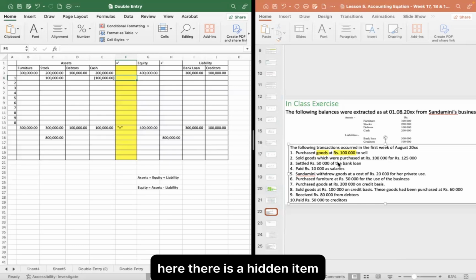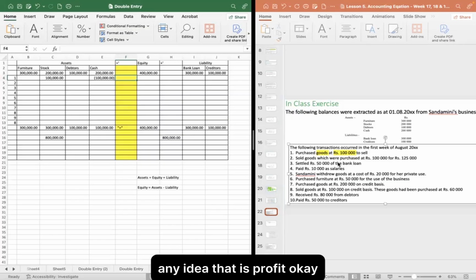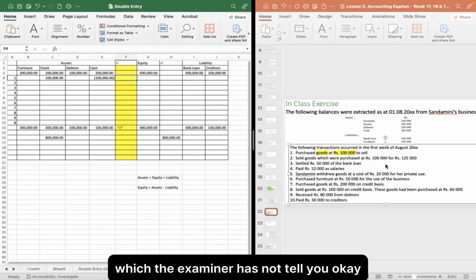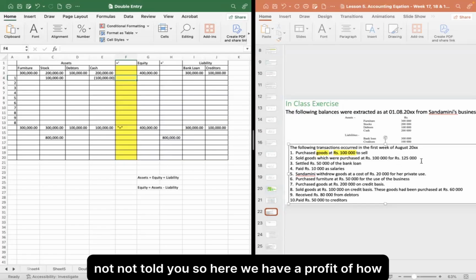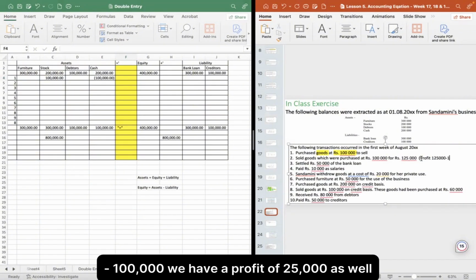Here there is a hidden item. What is it? Any idea? That is profit. In this transaction there is another item which the examiner has not told you. So here we have a profit of 1,25,000 minus 100,000. We have a profit of 25,000 as well.